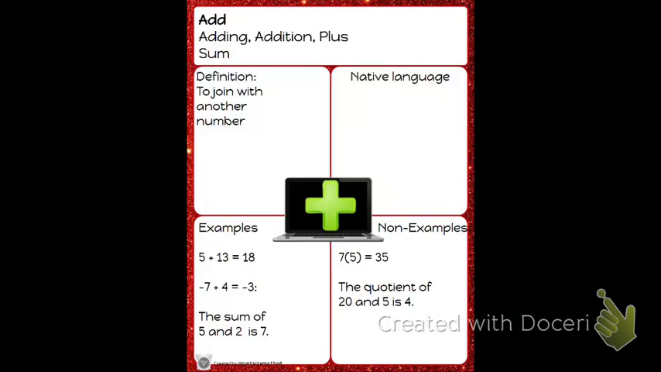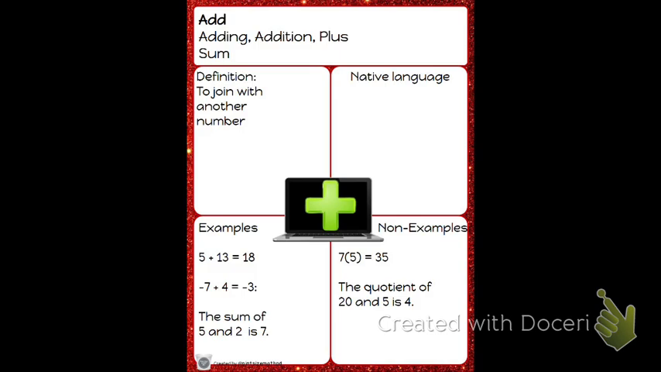Hi, this video is just about some very basic vocabulary. Again, trying to make sure we all have some shared vocabulary and shared language so we can understand one another. So this first one is add. You might also hear adding, like adding two numbers, or addition, which is the act of adding.